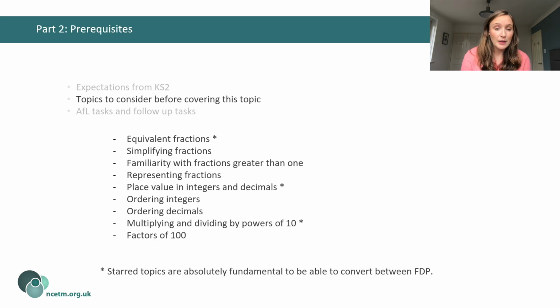If they can't find equivalent fractions, if they don't know what the place value headings are or what they mean in both integers and decimals, and if they can't multiply or divide by powers of 10, then they actually can't do the conversions at all. The others, a confidence with them will support them in moving into this topic. So I tend to spend some time on all of these and choose some topics. And the following slides are going to be some tasks that I use to establish what they can and can't do and what their confidence is with each of these topics.